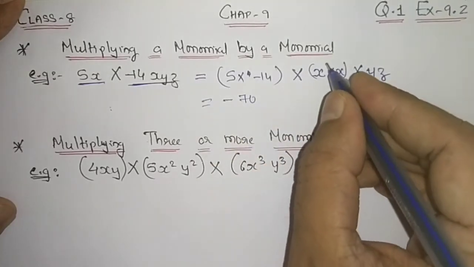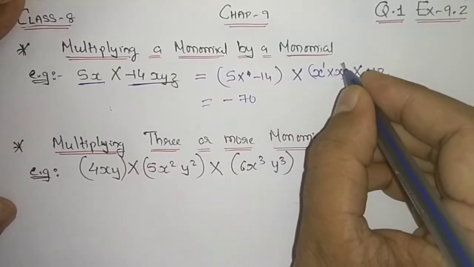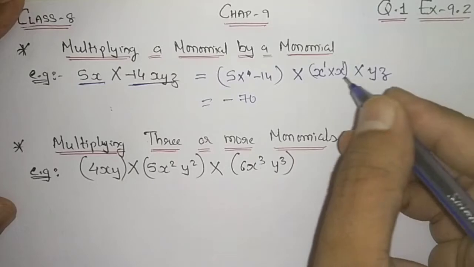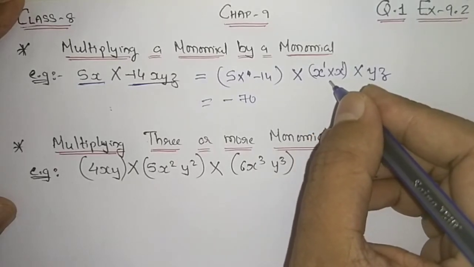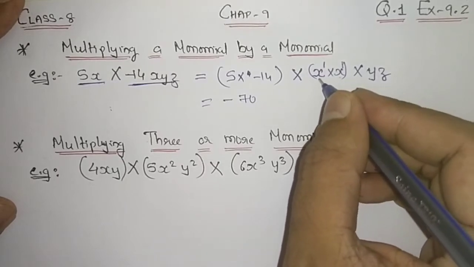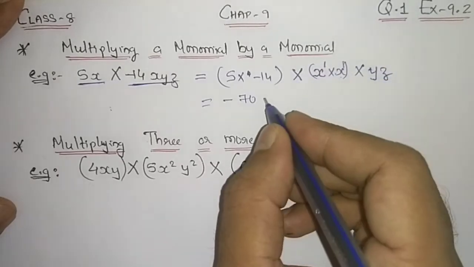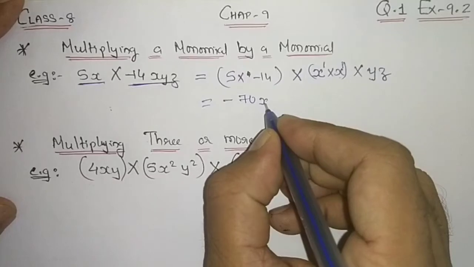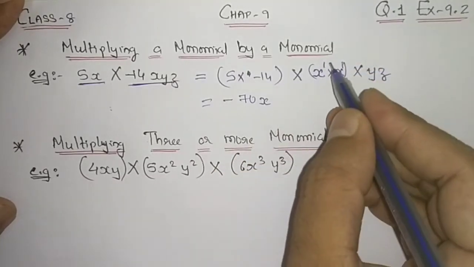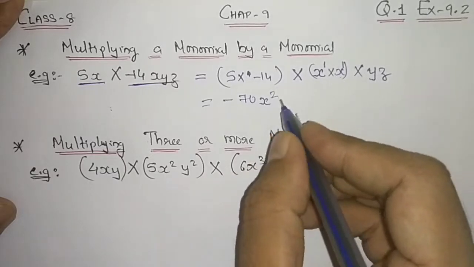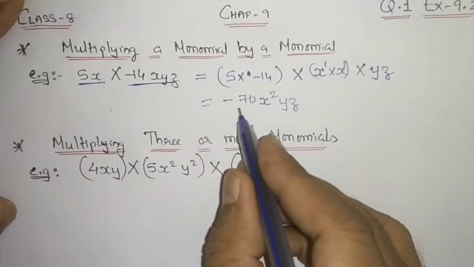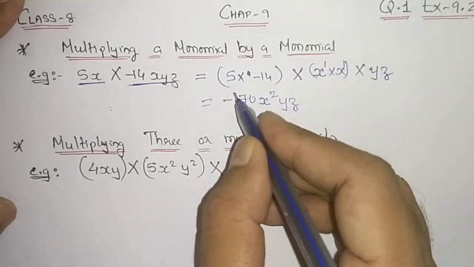Now in last year's chapter you have gone through the laws of exponents. In the law of multiplication with the same base, your bases are the same, that is x. So what we were doing, we will keep the base as it is and the powers are added. So 1 plus 1 will become 2, and then multiply yz. So your answer will be minus 70 x square yz.